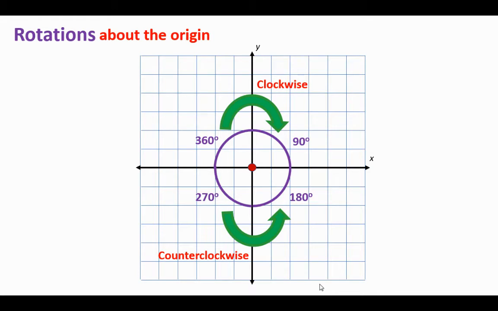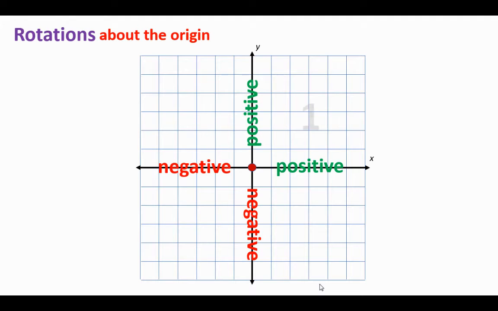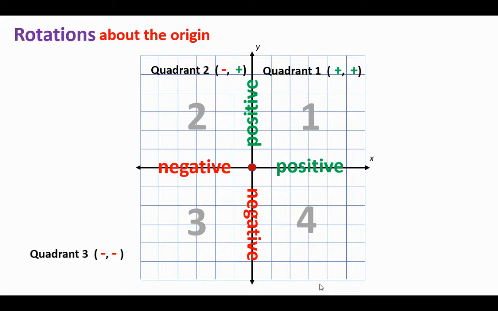It's also important to understand our quadrants. We have 4 quadrants, and there's a mixture of positive and negative values for x and y. In quadrant 1, both x and y are positive. In quadrant 2, x is negative, but y is positive. And in quadrant 3, x and y are negative. And in quadrant 4, x is positive and y is negative.